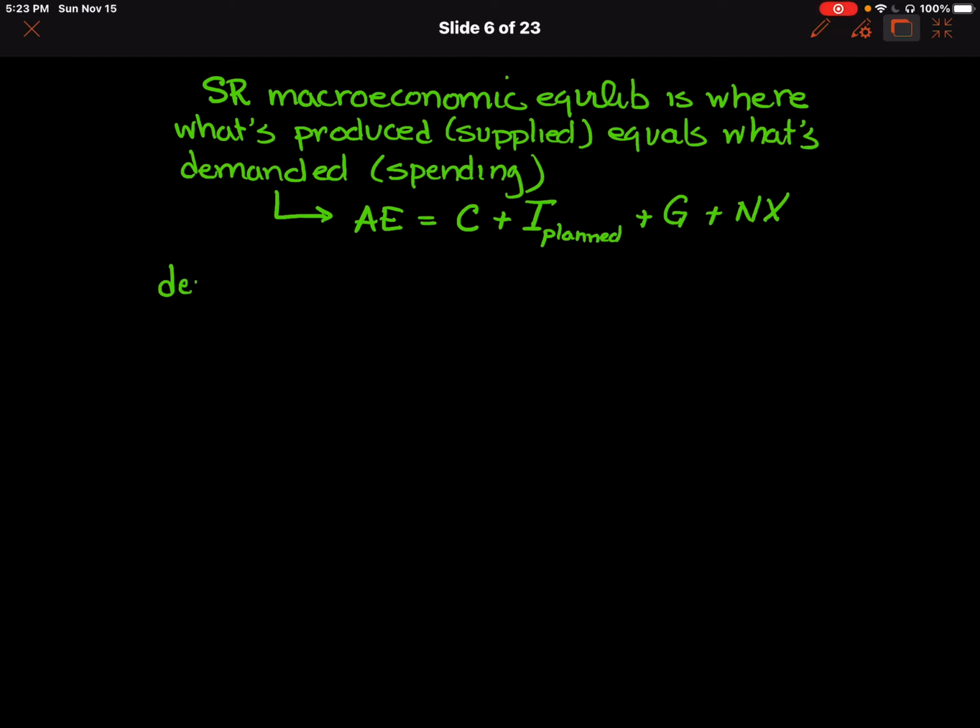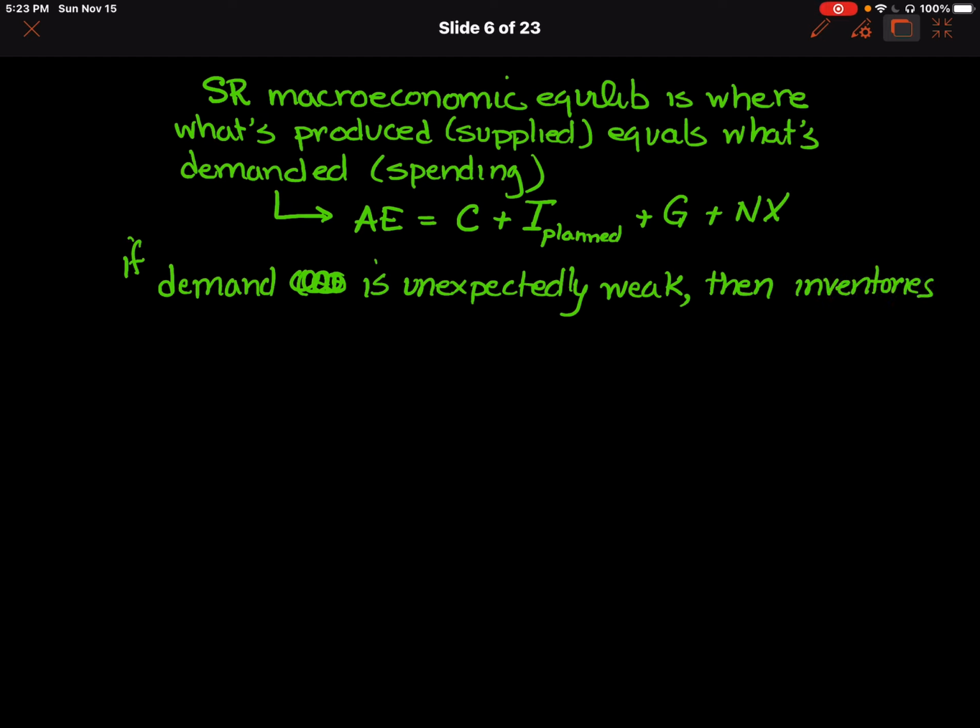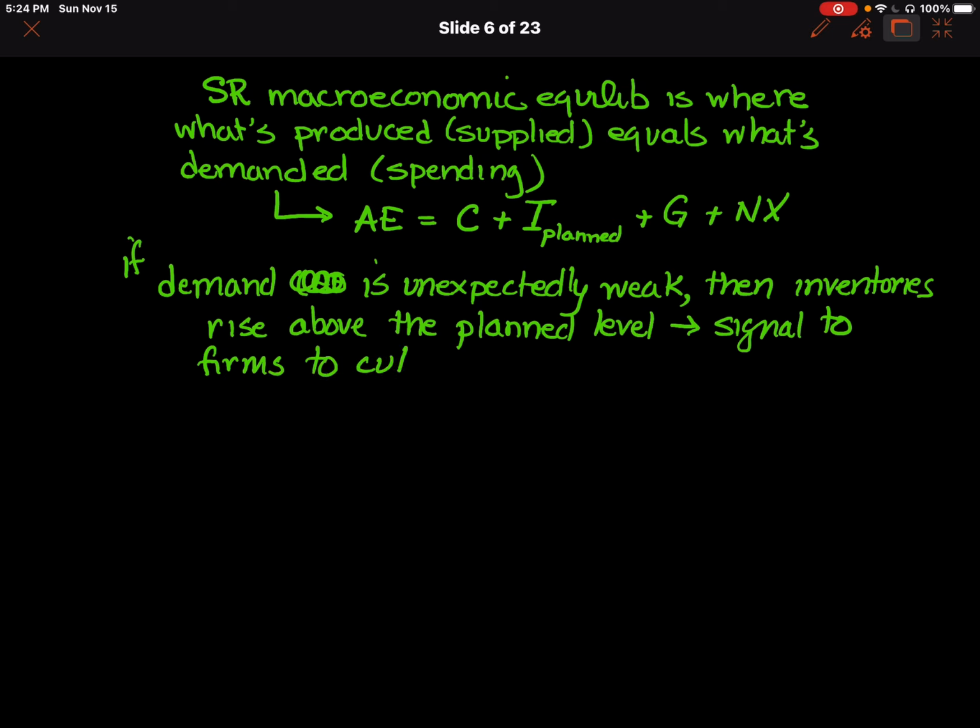And so if demand, meaning aggregate expenditure, is unexpectedly weak, then firms' inventories, of course, will rise above the planned level. That sends a signal to firms to cut production. And conversely, if demand were unexpectedly strong, then inventories would drop. Firms would meet that demand out of inventories, but that would send a signal for them to increase their production.